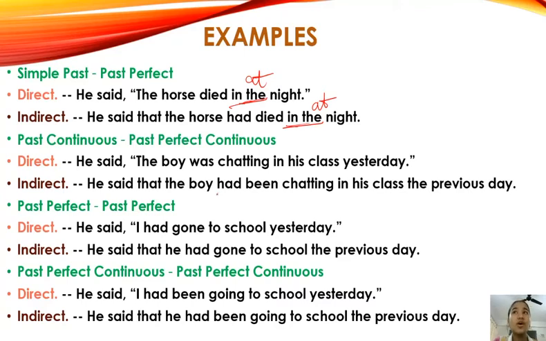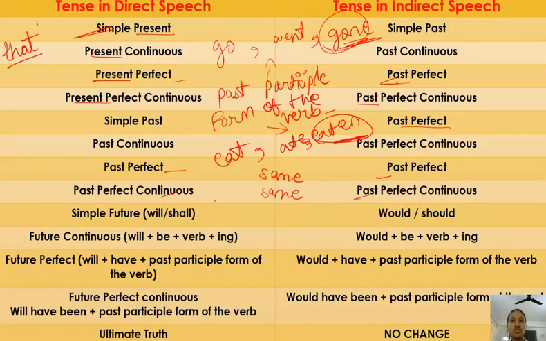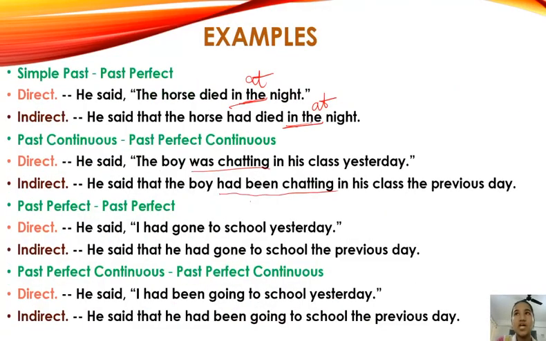Next, from past continuous to past perfect continuous. He said, "The boy was chatting in his class yesterday." It's not a good habit. He said that the boy had been chatting in his class the previous day. Had been chatting. Was has changed to had been. Was chatting to had been chatting. As I have already told you, the changes, right? Past continuous to past perfect continuous. In the night also you can use it, but I would prefer at night. In the morning, at night.